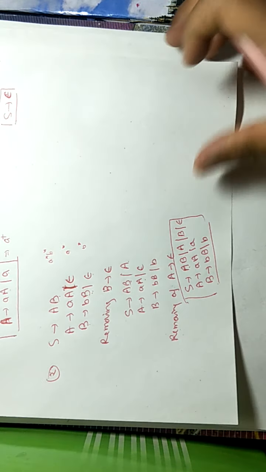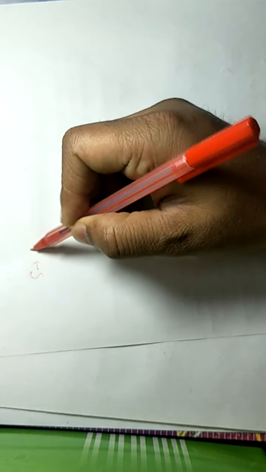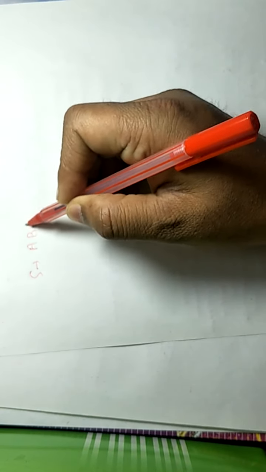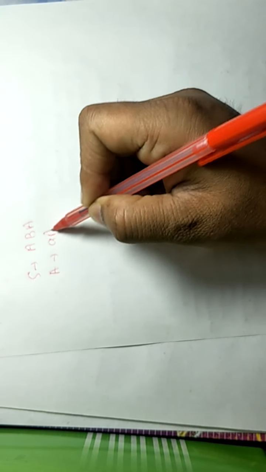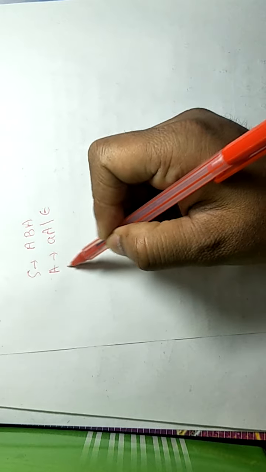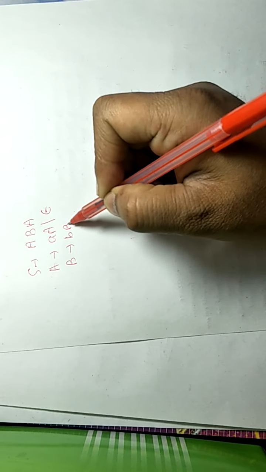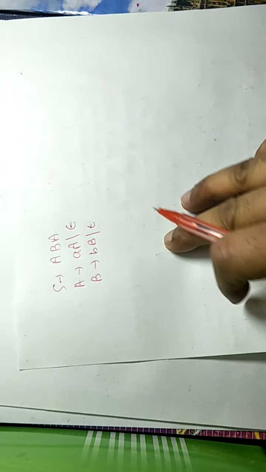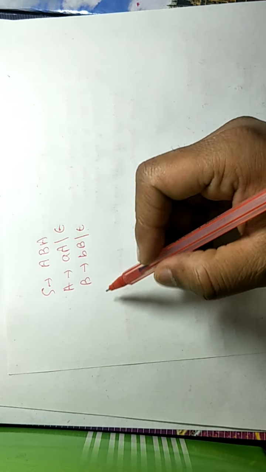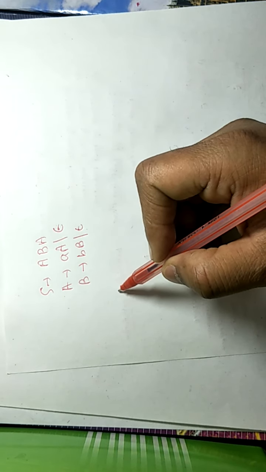Now look at another example. S tends to ABA and A tends to AA slash epsilon and B tends to BB slash epsilon. And here also we have two null productions and we can remove them one by one.